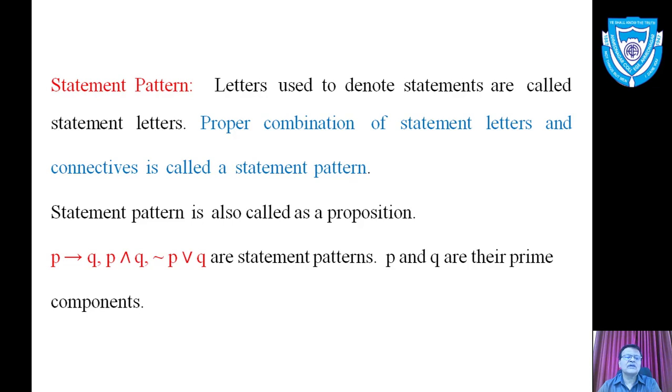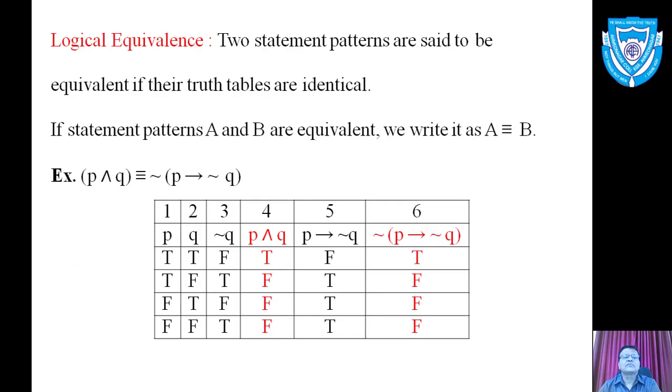In the last line, P implies Q is a combination of statement letters and a connective, so it is a statement pattern, a proposition. P and Q is a proposition. Negation P or Q is also a proposition, also a statement pattern. These are statement patterns, and P and Q are their prime components. The statement letters used for making statement patterns are called prime components, or atomic components, or parts of the statement pattern. Let us see what logical equivalence is.